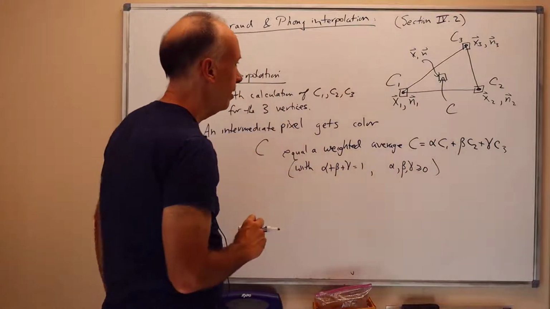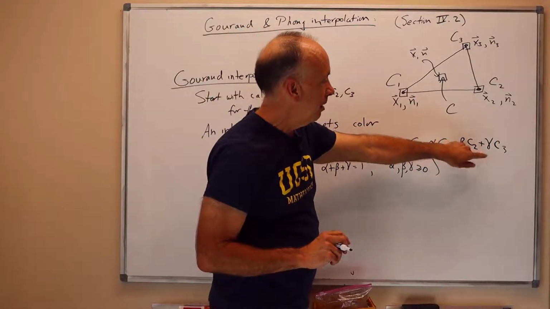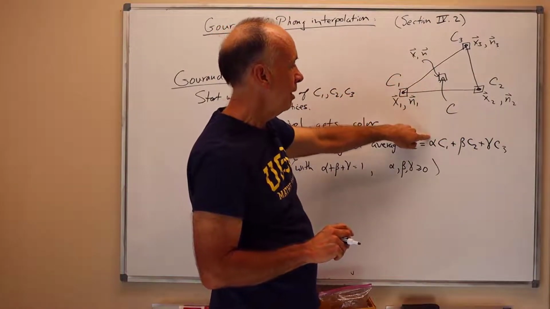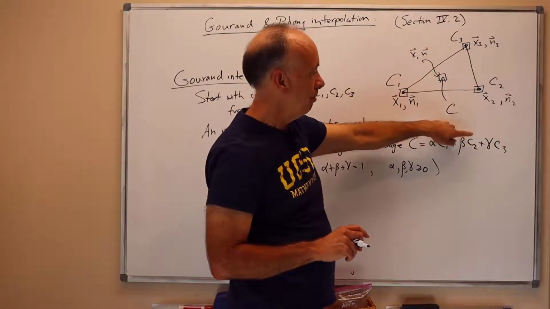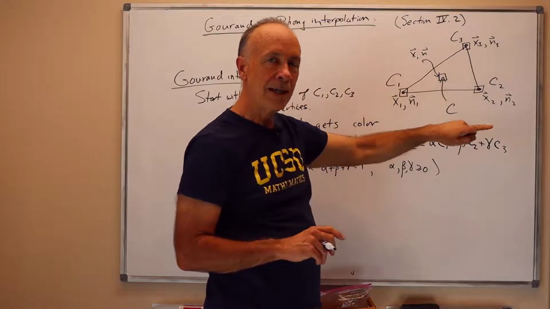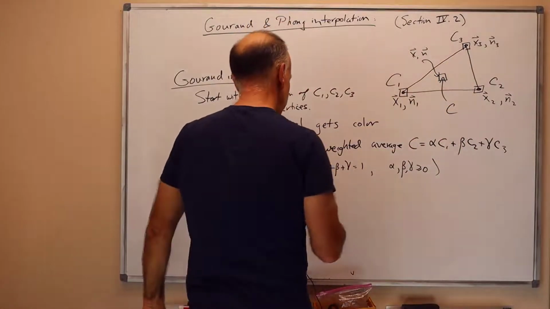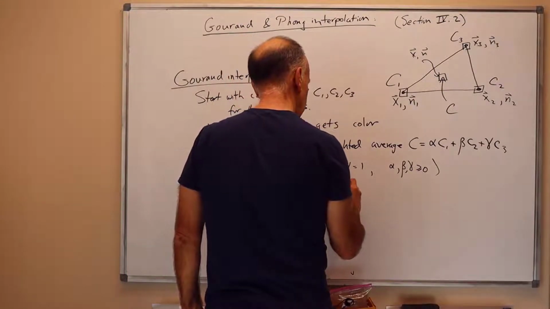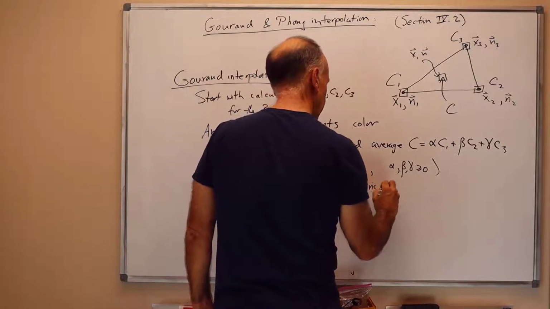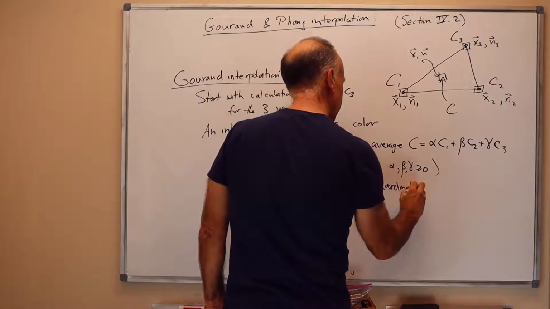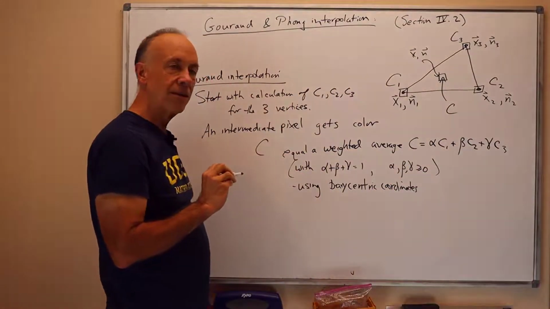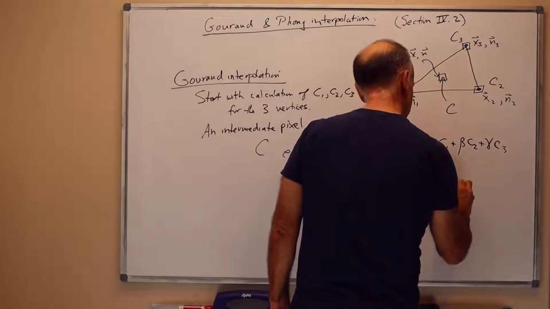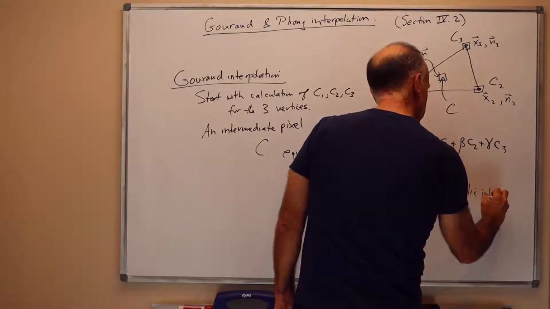And so the coefficients alpha, beta, gamma depend on where in the triangle the pixel is. If the pixel is close to C1, alpha will be really big. If it's close to C2, beta will be really big. If it's close to C3, gamma will be really big, and then it varies smoothly in between. This is using what are known as barycentric coordinates, a topic we'll take up in future presentations. For now, it's enough to think that C is a blend of the colors C1, C2, and C3. We're going to use barycentric coordinates and hyperbolic interpolation. These are topics for future presentations.